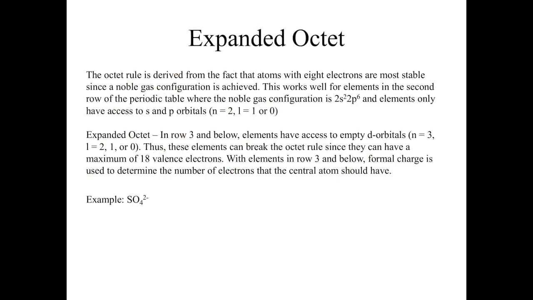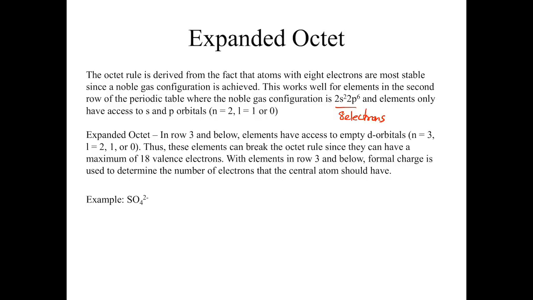So now there's one other aspect of Lewis structures that we have to think about, and this is what happens when we have something called expanded octet. The octet rule, we've talked about the octet rule. This is basically when atoms get 8 electrons, they tend to be happy. Atoms with 8 electrons are most stable since a noble gas configuration is achieved. And this works very well for our understanding of elements in the second period. These elements have configuration 2s2, 2p6. This gives us our noble gas configuration for that row.